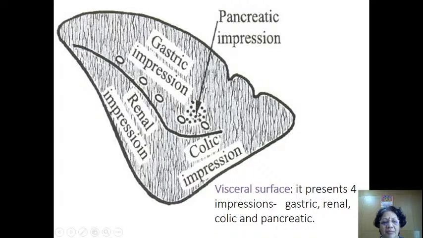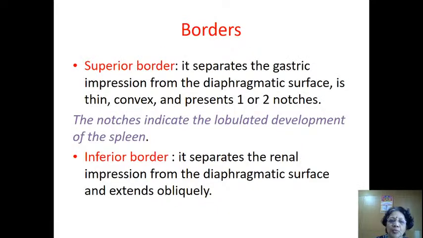And a pancreatic impression may not form much of an impression, where the tail of the pancreas comes almost in touch with it near the hilum of the spleen. So the visceral surface is described as having 4 impressions. This superior border separates that gastric impression from the diaphragmatic surface. It's thin, convex, has 1 or 2 notches.